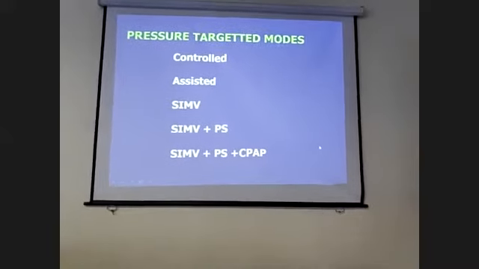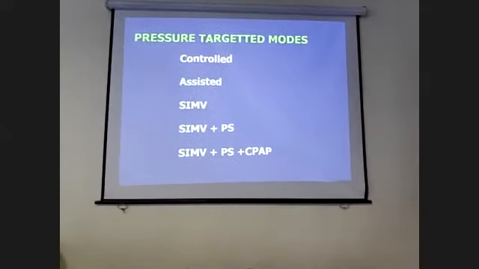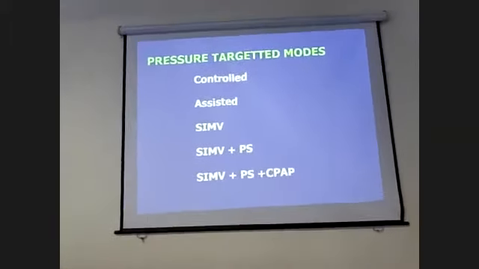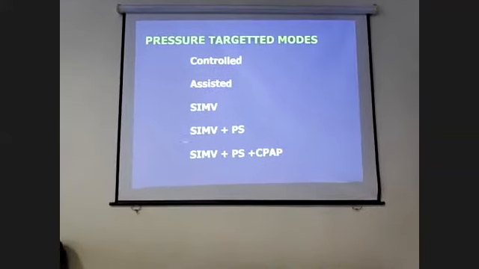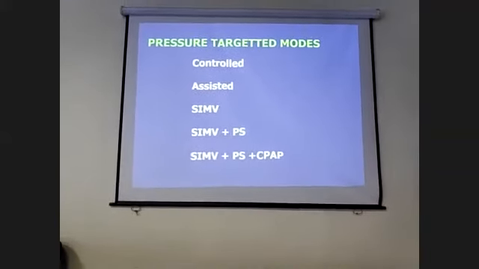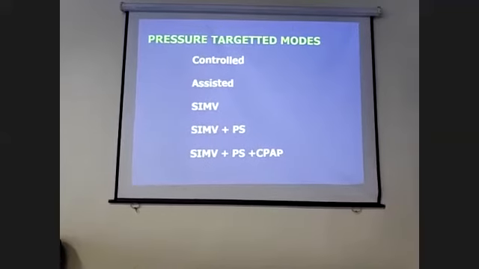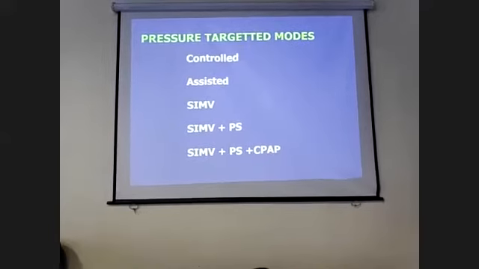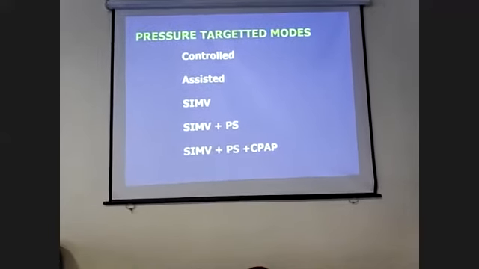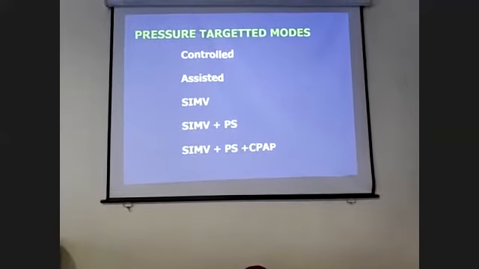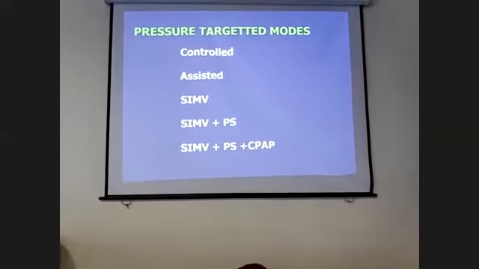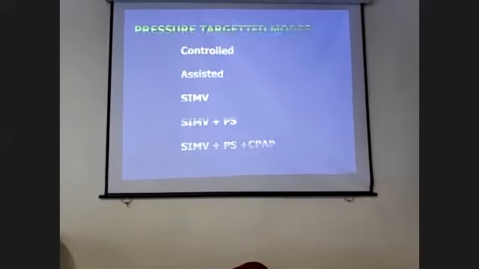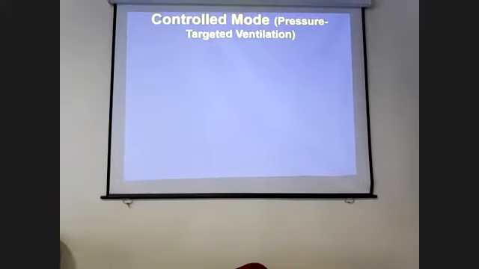Now we go to the pressure targeted. Now we have talked about volume targeted, and we talk about pressure targeted. Again, the modes are the same. That is control mode, assist mode, SIMV mode, SIMV plus pressure support, and then SIMV plus pressure support plus CPAP. So, two types: volume targeted, pressure targeted. Volume targeted: controlled, assisted, SIMV pressure support, CPAP. Here again, pressure targeted, the things are the same, that is controlled, assisted, SIMV pressure support, and CPAP. Okay. Now, we see one by one in the form of graphics.